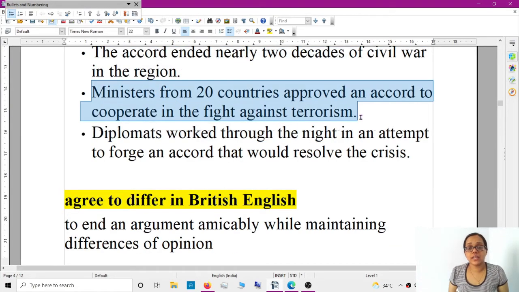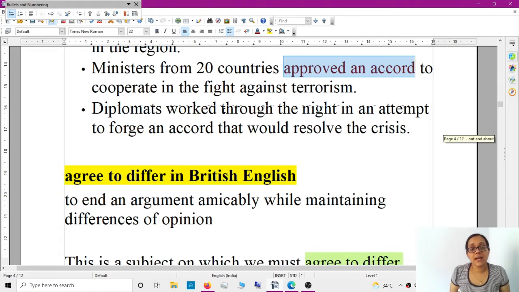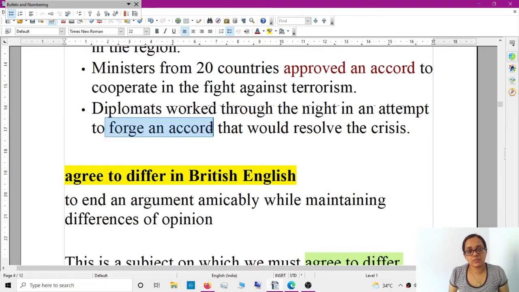Ministers from 20 countries approved an accord to cooperate in the fight against terrorism. So here it is, approved an accord. Diplomats worked through the night in an attempt to forge an accord.